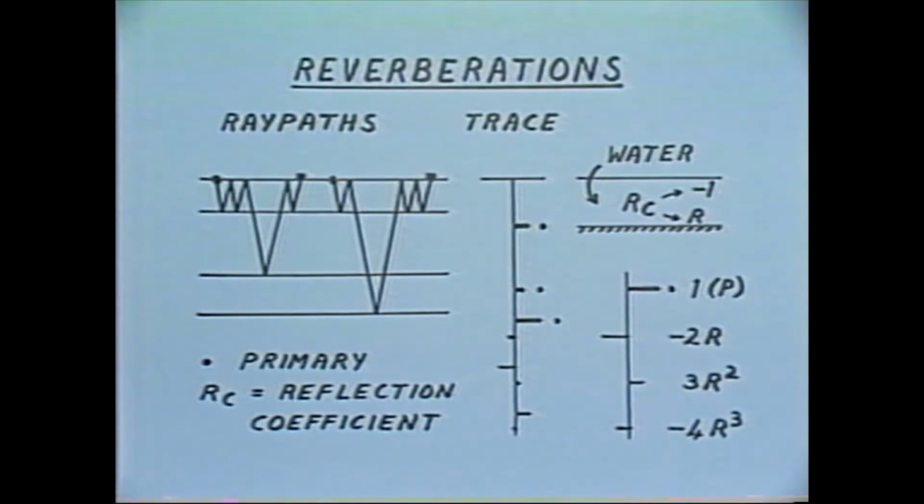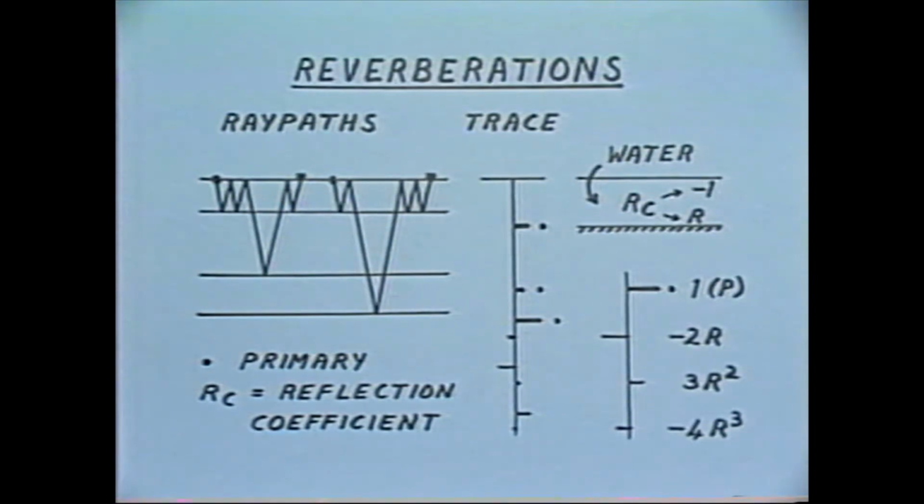Now, another characteristic of reverberations is that because they occur in the shallowest layer in the Earth, they give rise to a series of reverberation events following every primary reflection on the seismic trace. So if we had a trace such as this with some primary reflections on it, there would be a sequence of reverberation events following each one of those primary reflections.